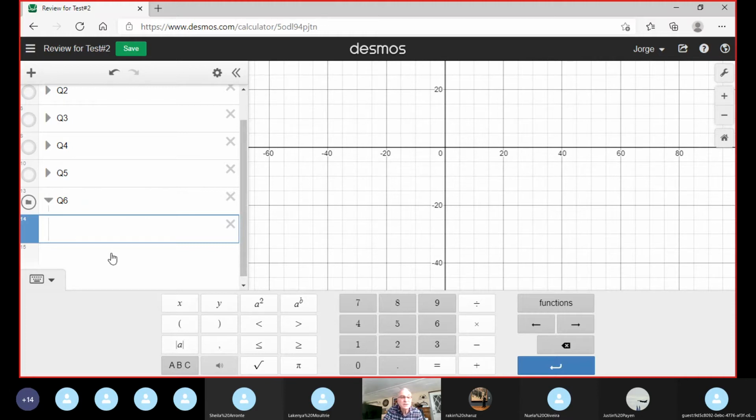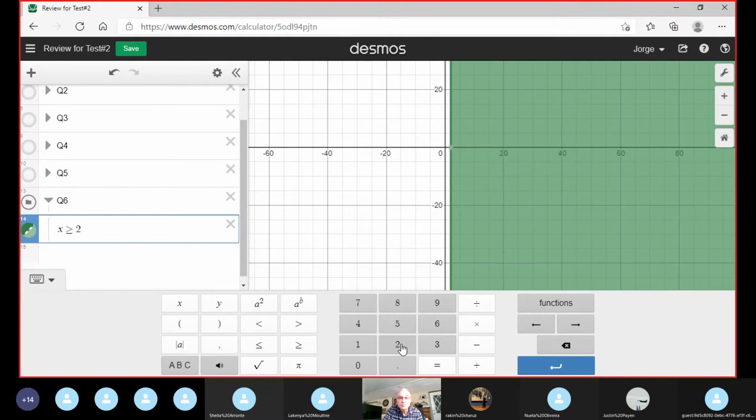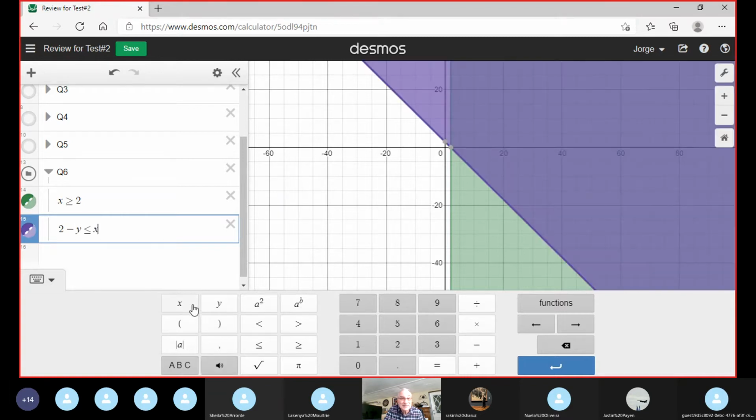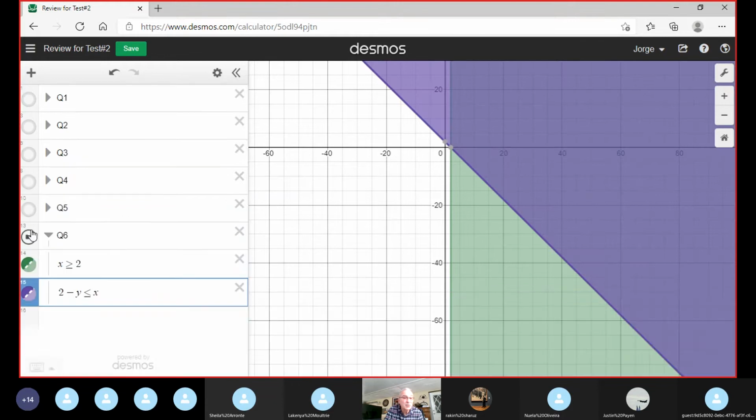Okay, so it's x greater than or equal to. Let me try. Then in another line, I don't know if it's "or" or "and." I have no idea. I am lost. 2 minus y less than or equal to x. Of course, I'm using the same color, green, both green. The color can make a decision.